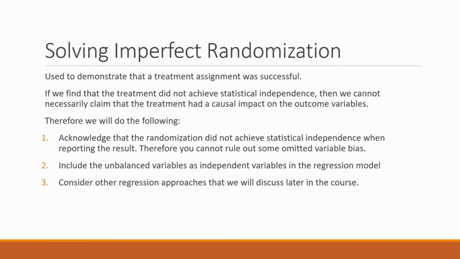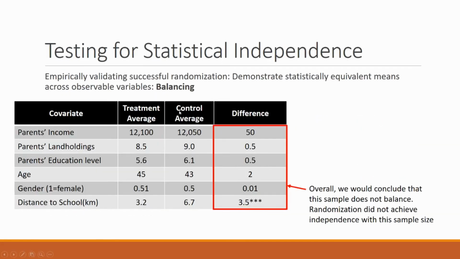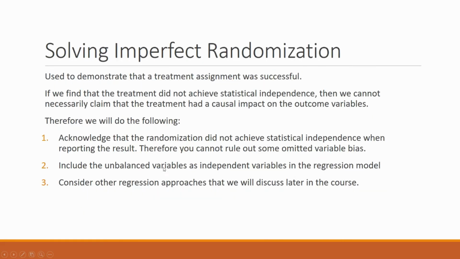The next thing we need to do is include the variables that didn't balance in our regression. So if we do our balancing test and find that some variables didn't balance, going back to our example here, we found that distance to school was not the same between the treatment group and the control group. The treatment group was not the same as the control group on average with respect to distance to school. Well, that would mean that I need to include distance to school in my regression. So we need to include the unbalanced variables as independent variables in the regression model.